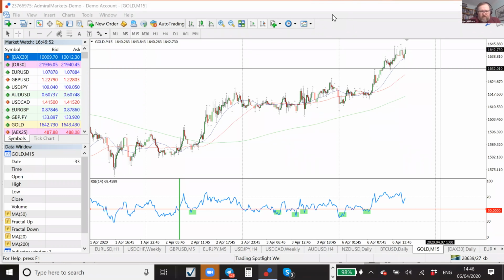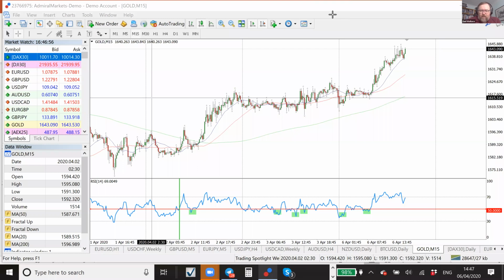Hopefully this has given you a little idea of how you can utilize the RSI to build yourself a very simple trading plan. Trade well, ladies and gentlemen.